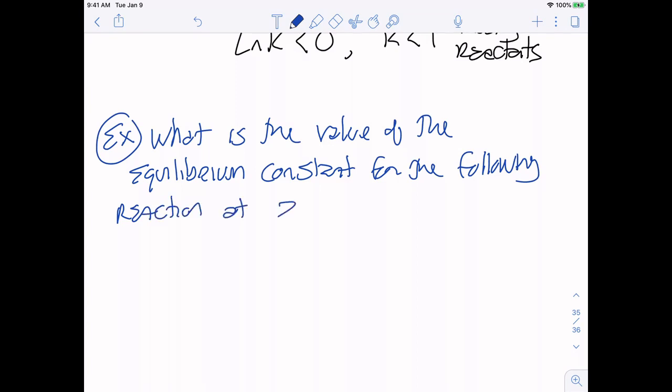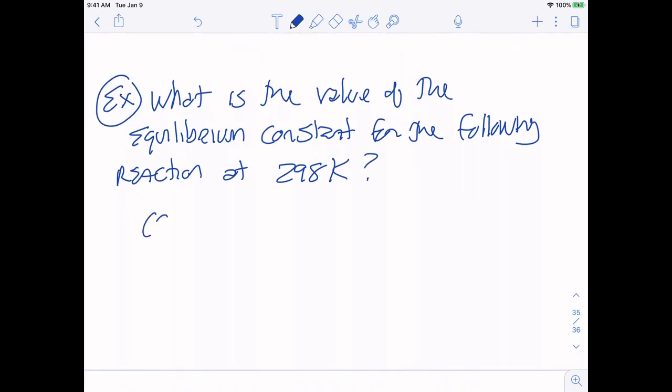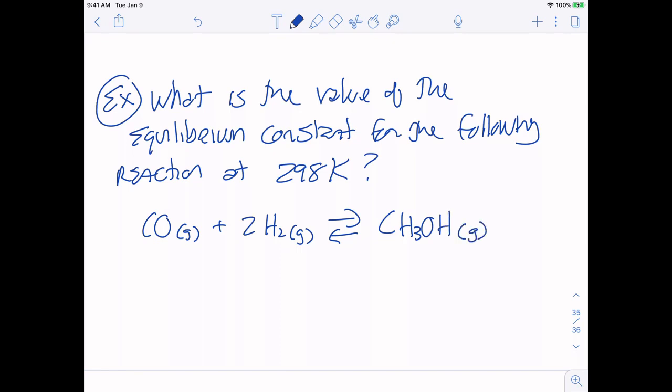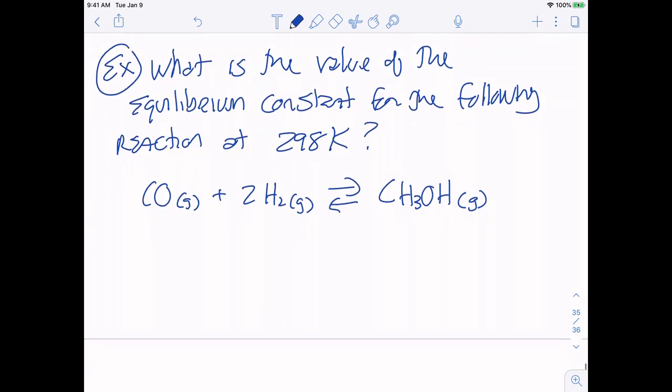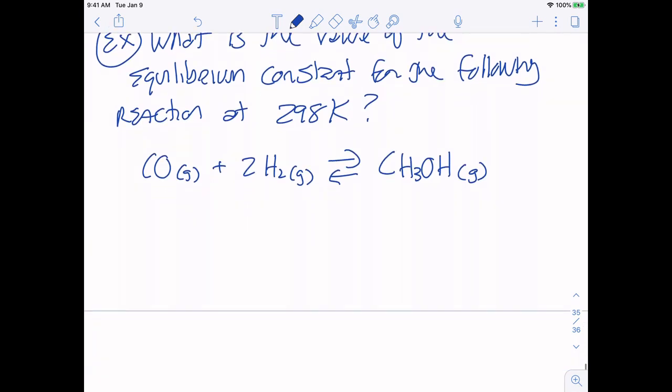At 298 Kelvin? So I have carbon monoxide, which is a gas. We're adding to that 2 hydrogen gases, and I'm getting CH3OH, which is methanol, and at this temperature it's also going to be a gas. And we're given delta G naught in this problem.